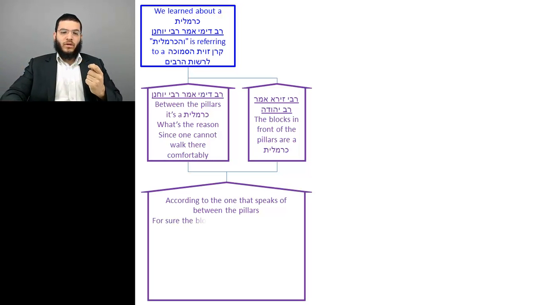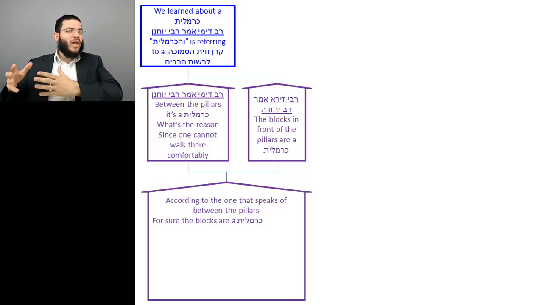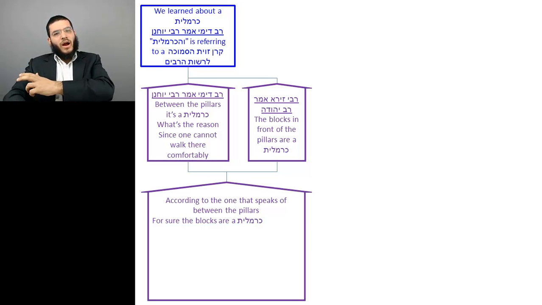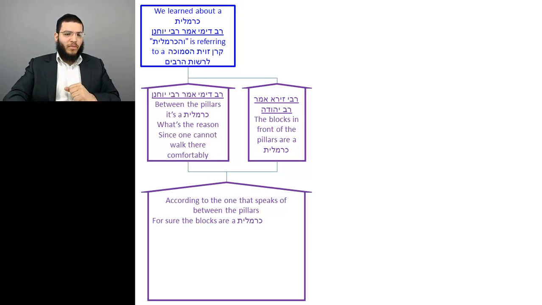So what we're going to say is, for sure the blocks are a Carmelist. If between the pillars it's a Carmelist, where people are able to walk, it's just not comfortable. Certainly the blocks themselves are a Carmelist because they're more than 3 tefachim above the ground, which makes it uncomfortable and inconvenient for people to walk there, and people don't walk there at all. People don't step on the blocks to walk. So if between the pillars it's a Carmelist, certainly on the blocks it's a Carmelist.